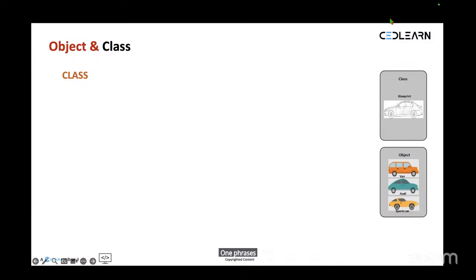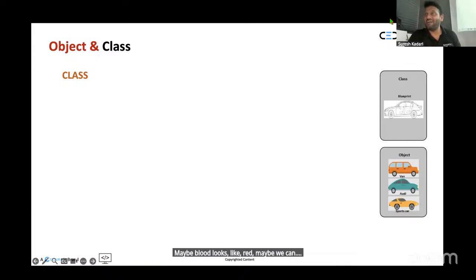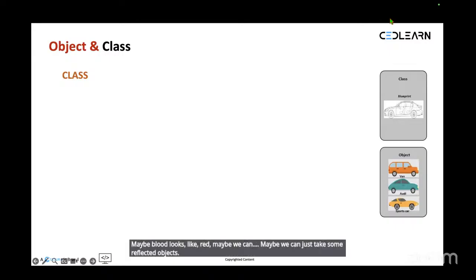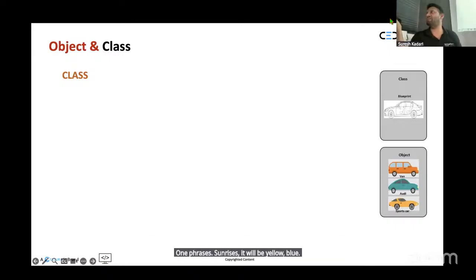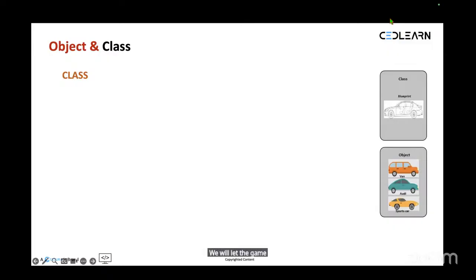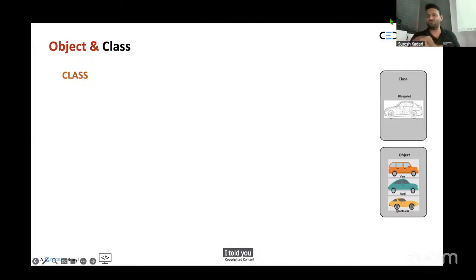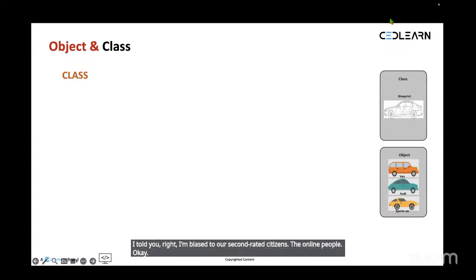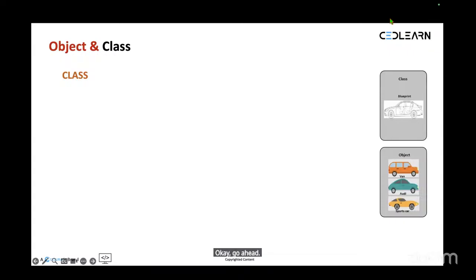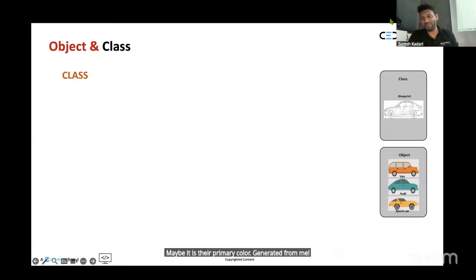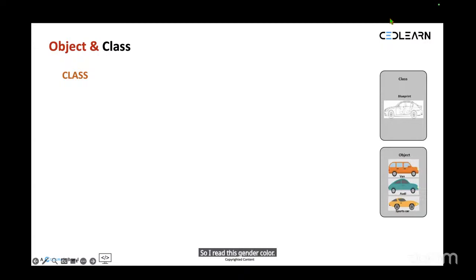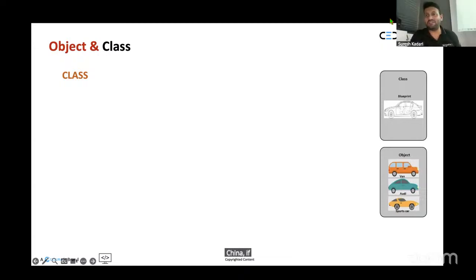Sunrises. Maybe we can just take some sunrises, it will be yellow, blue. What is wavelength, sir, again? A warm and vibrant color. I told you, right? I am biased to our second-rated citizens, the online people. Okay, go ahead. Maybe it is a primary color. Red is primary. Sir, red is danger color. Red is danger. And if you go to China, they will say red is good. Who said red is danger?